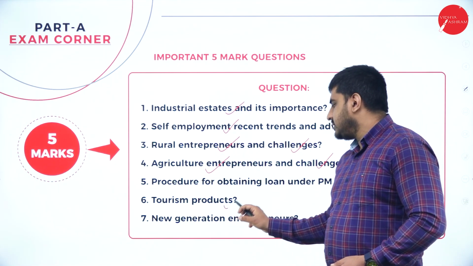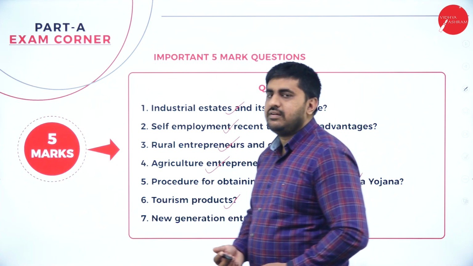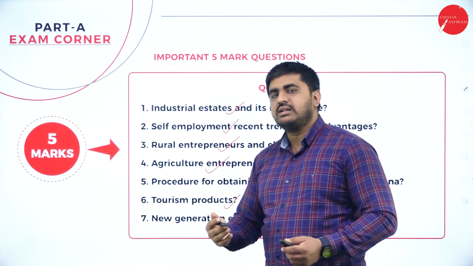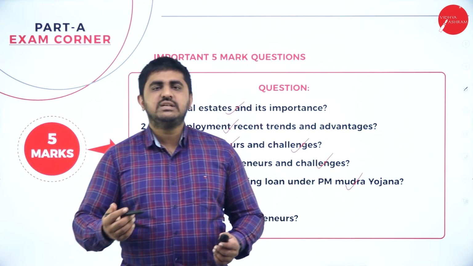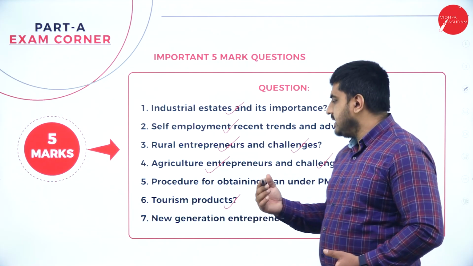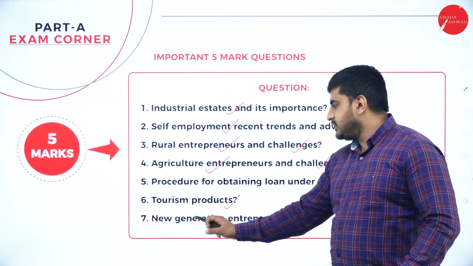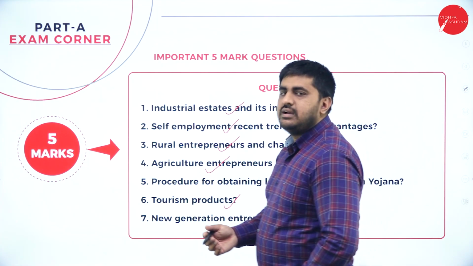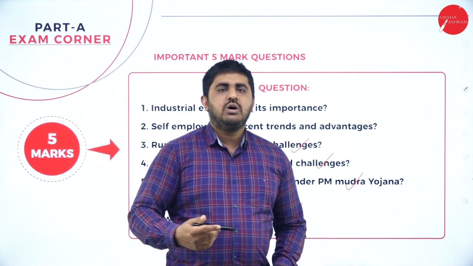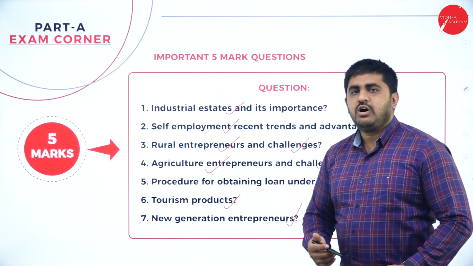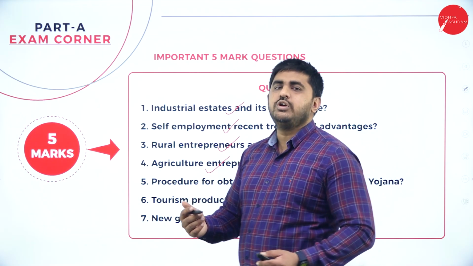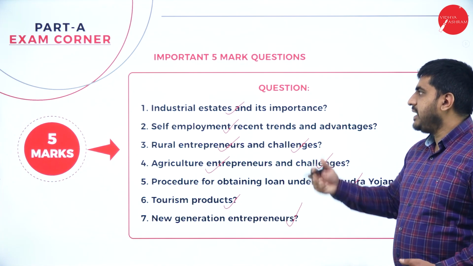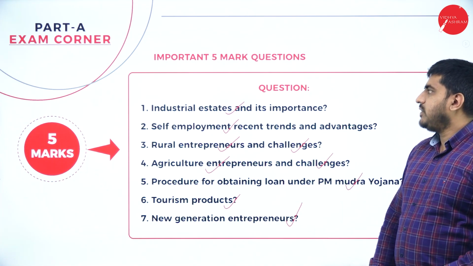Then tourism products. So what is tourism? You give a definition. Tourism products are a combination of hotel accommodation or service or any products that a person buys in the trip. As it is there in the notes, you explain. New generation entrepreneurs. These are basically the latest entrepreneurs who are emerging, like Mark Zuckerberg of Facebook, Bill Gates of Microsoft, or Ritesh Agarwal who has come out with Oyo Rooms. So these are new generation entrepreneurs. You can expect these questions for 5 marks.